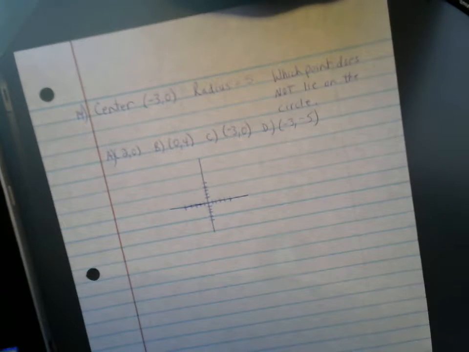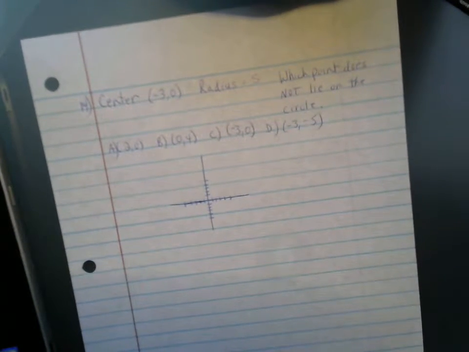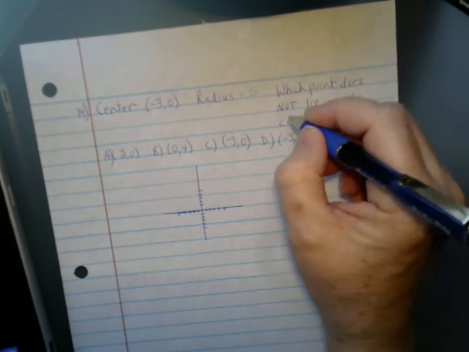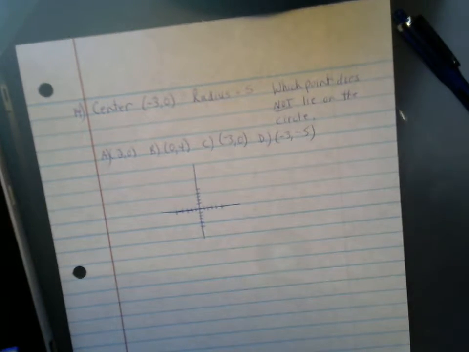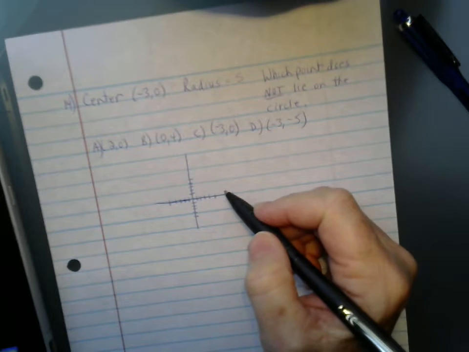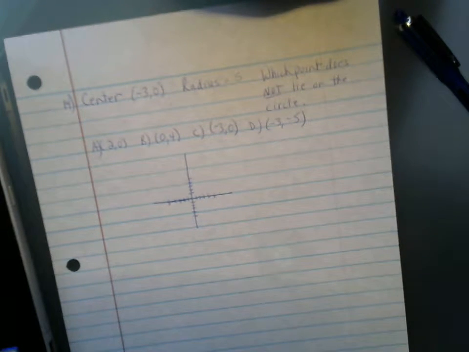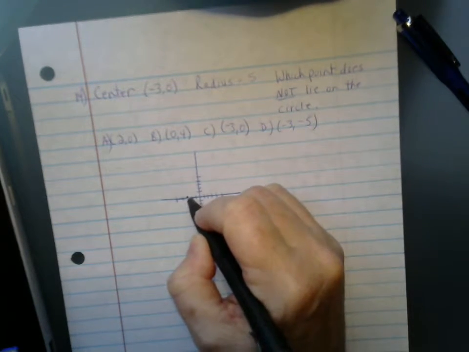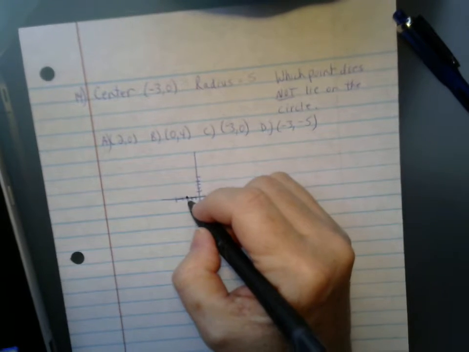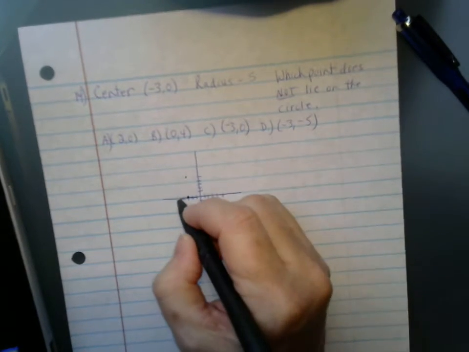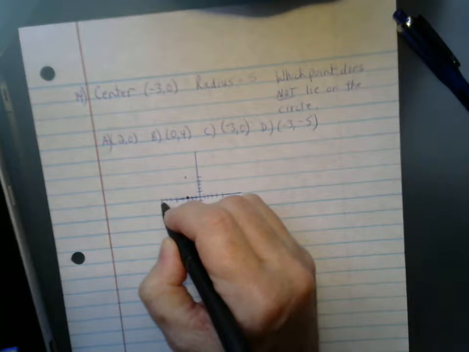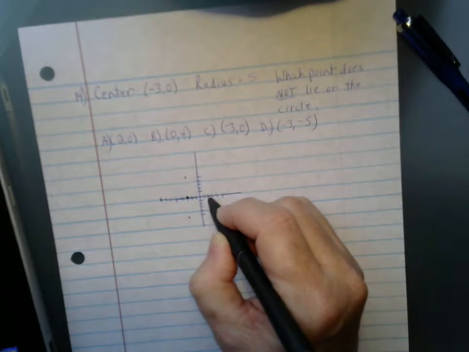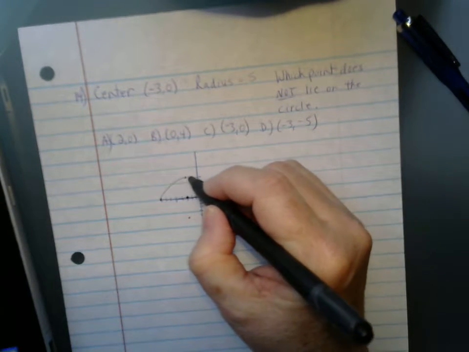Number 14, as soon as I find my paper here. Number 14 is you have a center of (−3, 0) and a radius of 5, and it wants to know which point does not lie on the circle. Okay, so if it doesn't lie on the circle, let's graph what we do know. You can use the distance formula or midpoint formula, but you can also do it this way. So you got (−3, 0). That's there. My radius is 5, so I know it goes up 5. And then 1, 2, 3, 4, 5 would be over here. Then it's going to go down 5, and 1, 2, 3, 4, 5. So here is my circle.